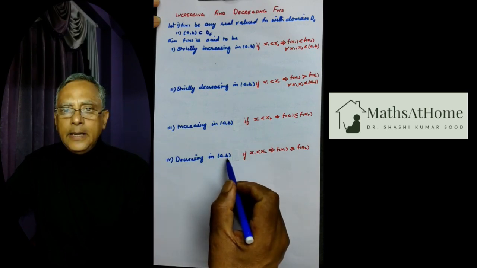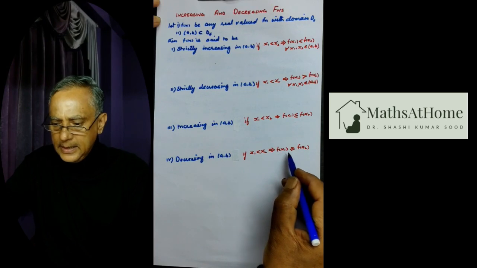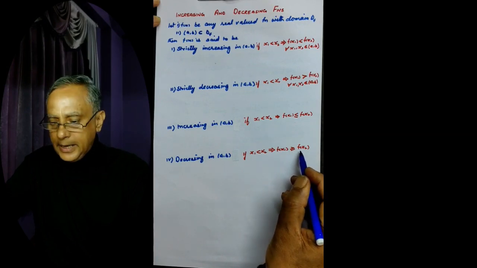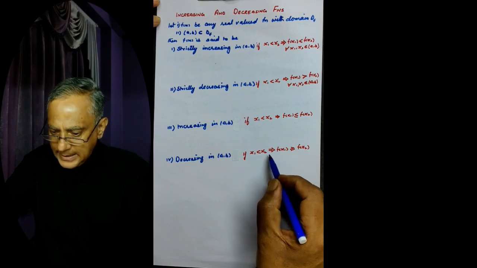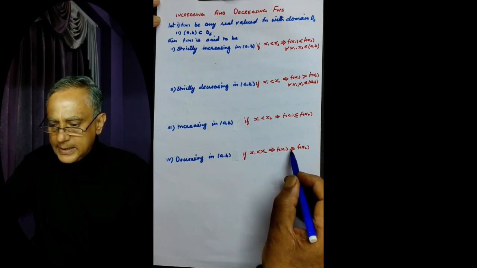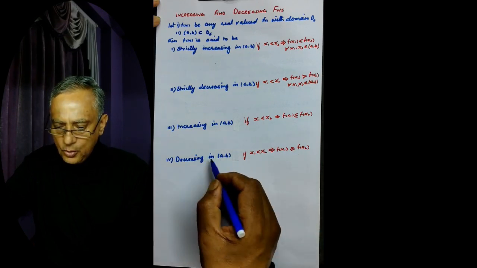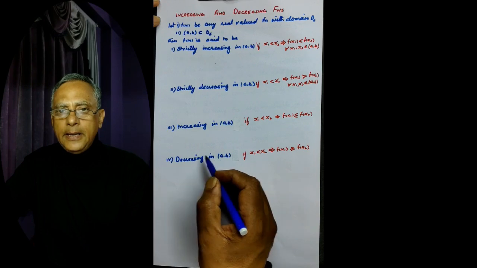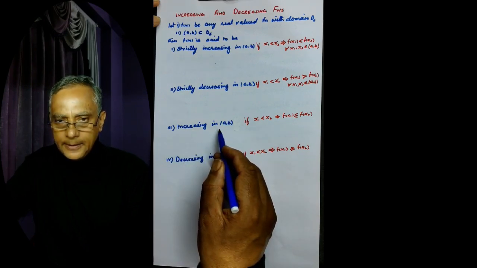Decreasing in (a, b): if x1 less than x2 implies f(x1) is greater than or equal to f(x2). That is, x1 less than x2 implies f(x1) is either greater than or equal to f(x2). Such functions are known as decreasing in (a, b), or monotonically decreasing, monotonically increasing.